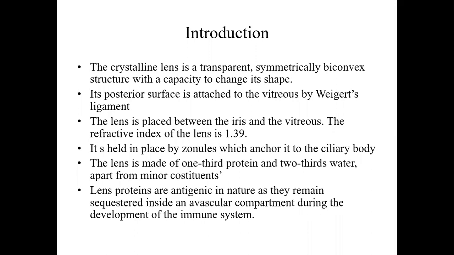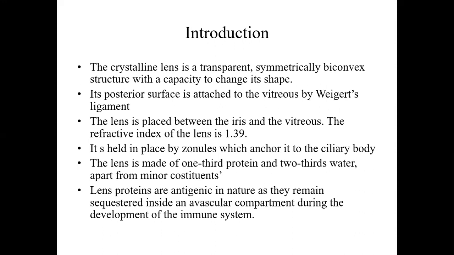is a transparent, symmetrically biconvex structure. That means both eyes have exactly the same structure, and it bulges on both sides. That's why we say biconvex. And it has a capacity to change its shape when you are focusing, either at a far distance or near. So it has that capacity to change its shape because it helps in visual acuity.